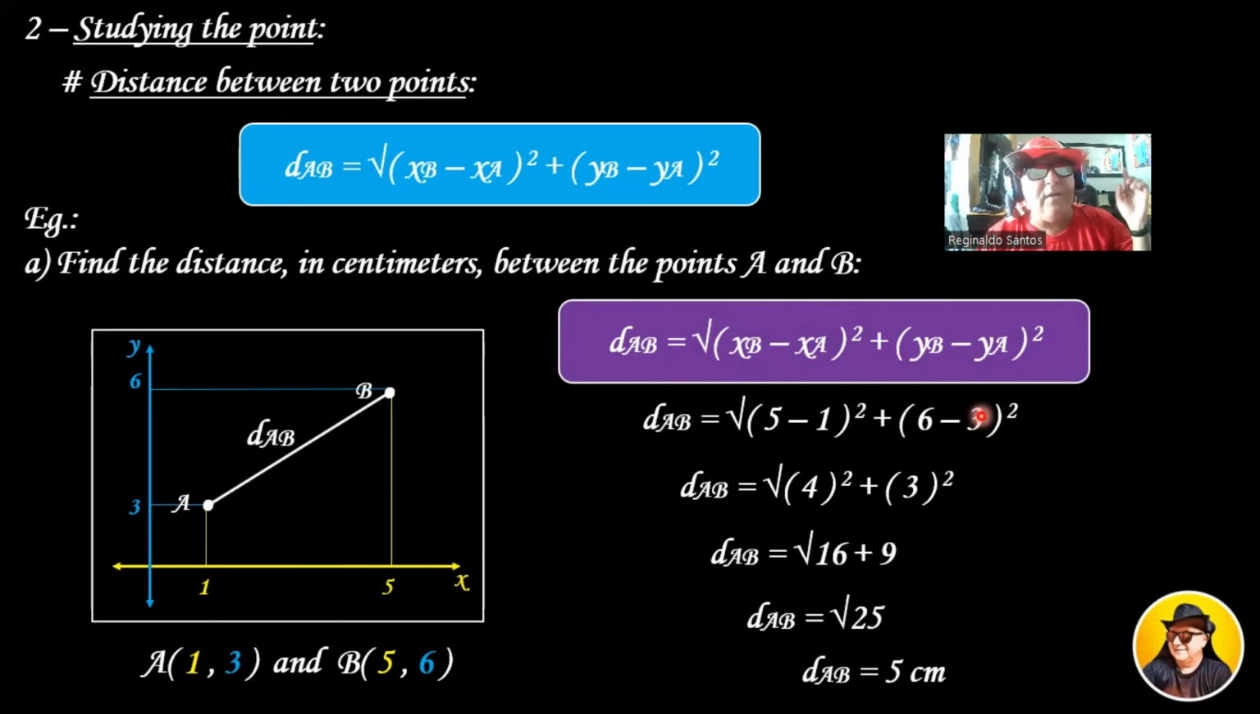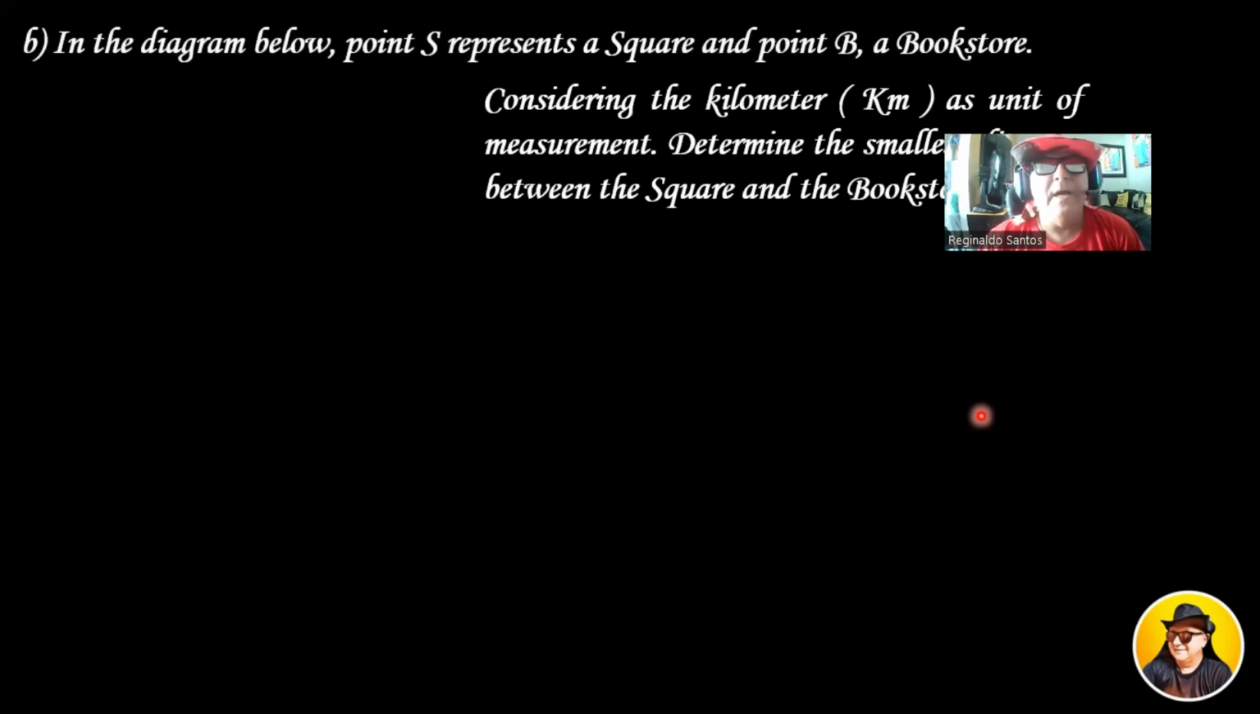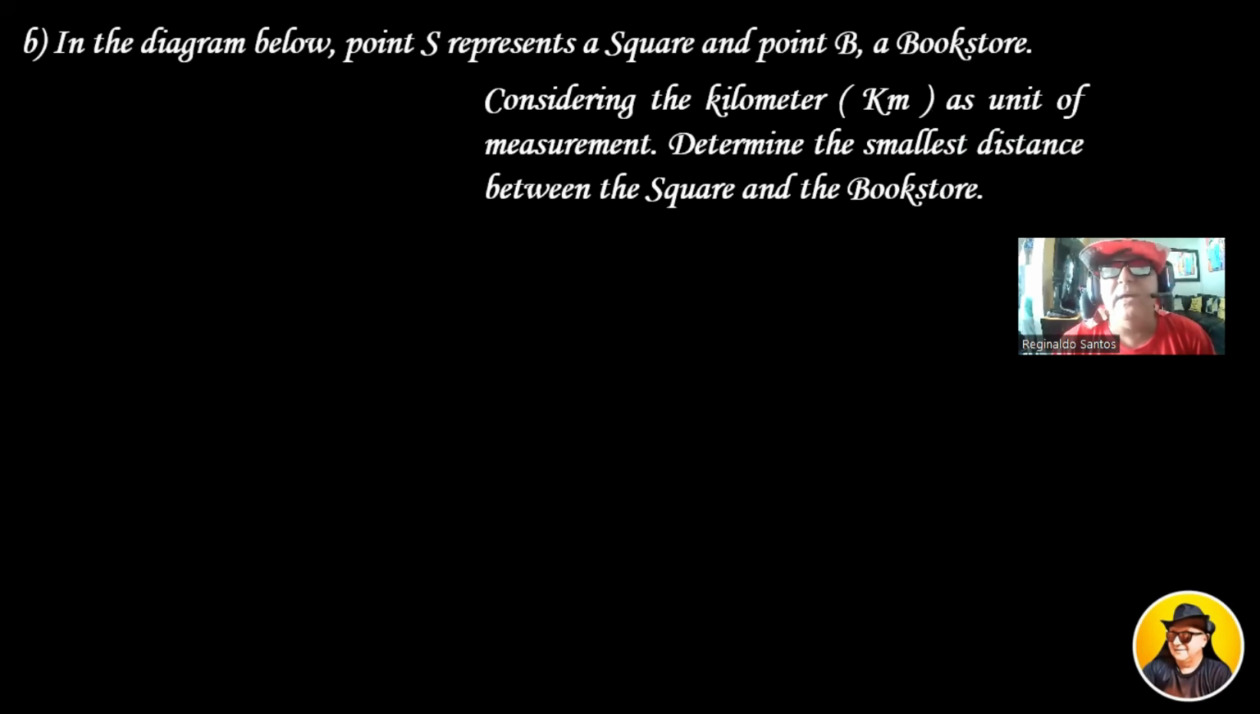Okay, so example 1 is done. Let's go to example 2. Okay, let's see. In the diagram below, point S represents a square and point B a bookstore. Considering the kilometer as a unit of measurement, determine the smallest distance between the square and the bookstore.